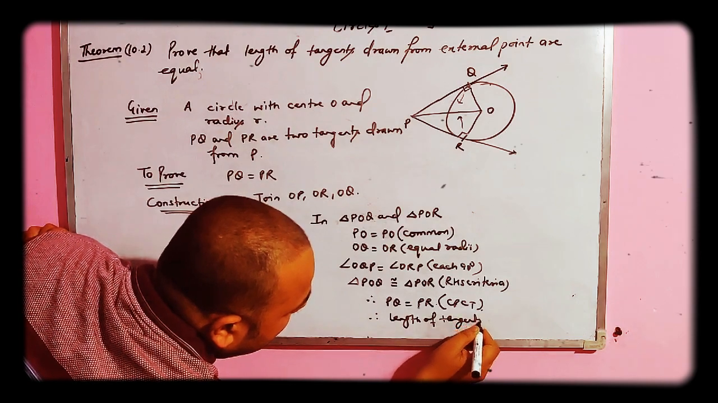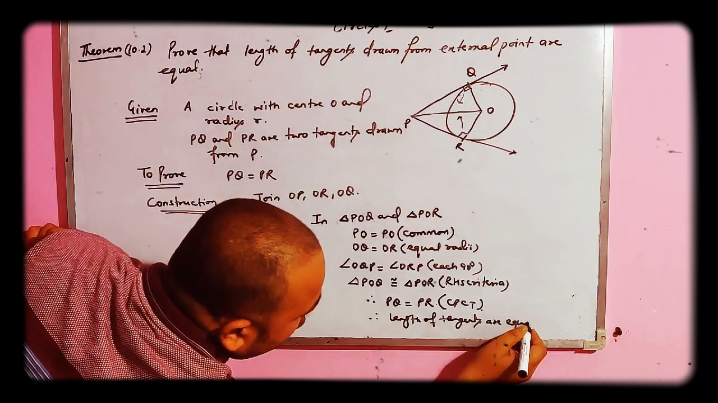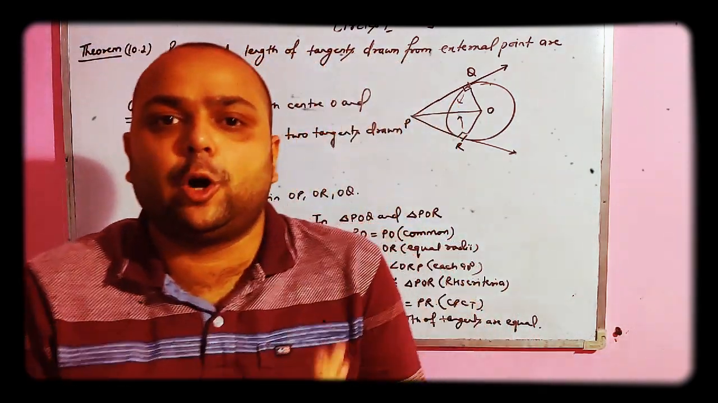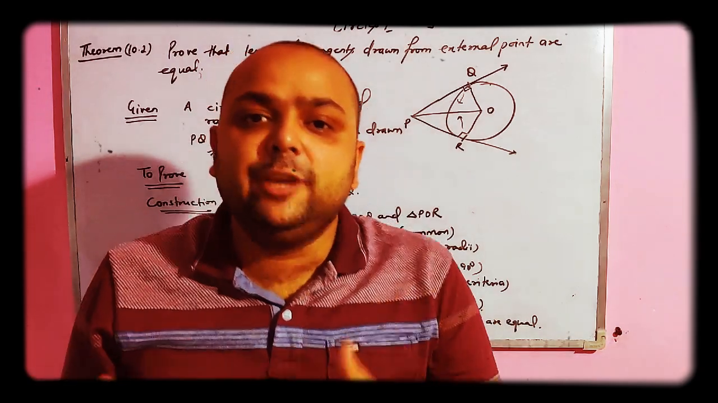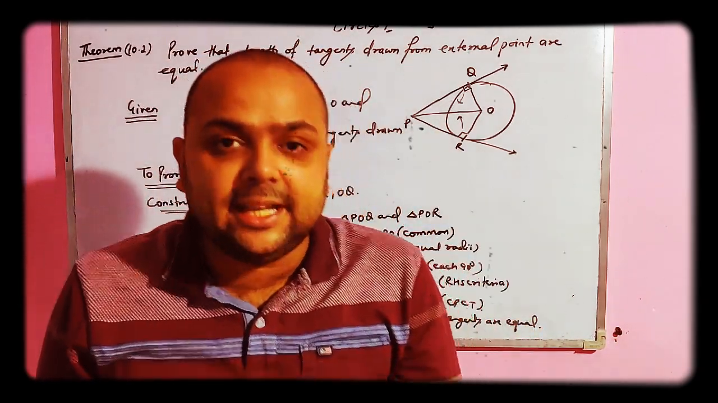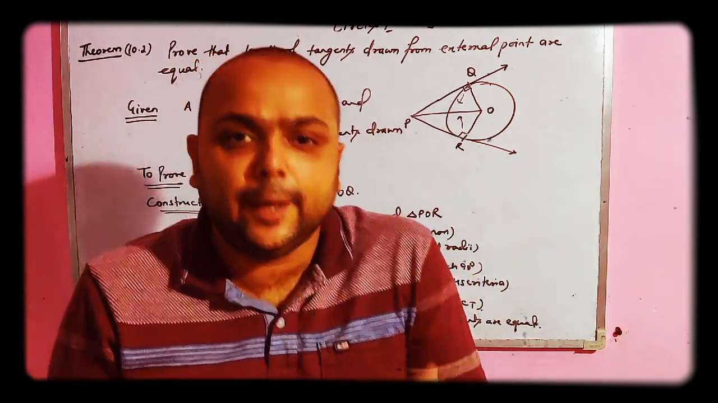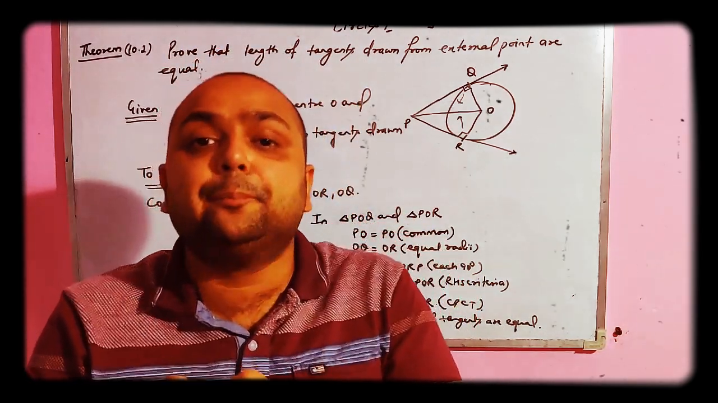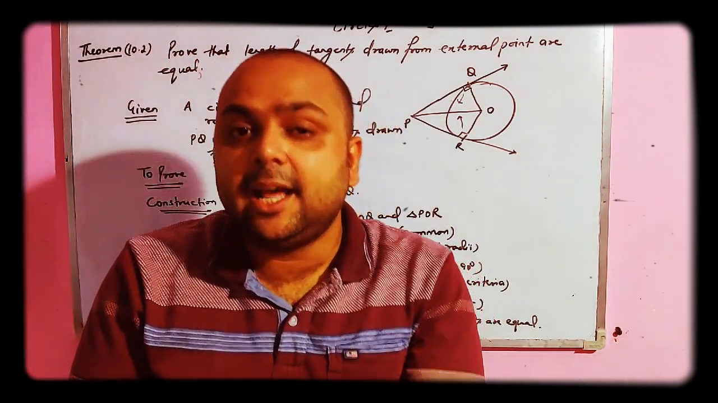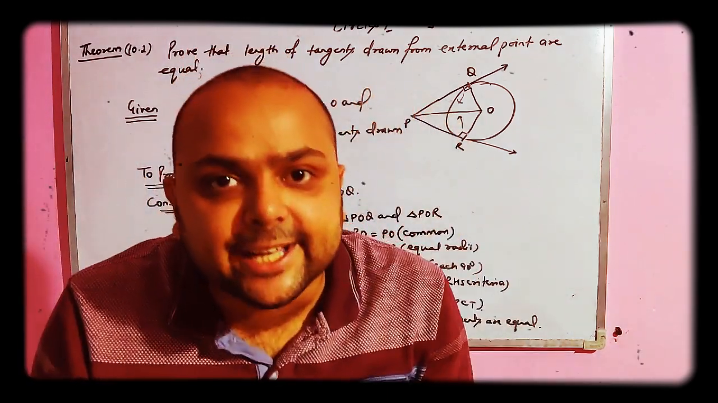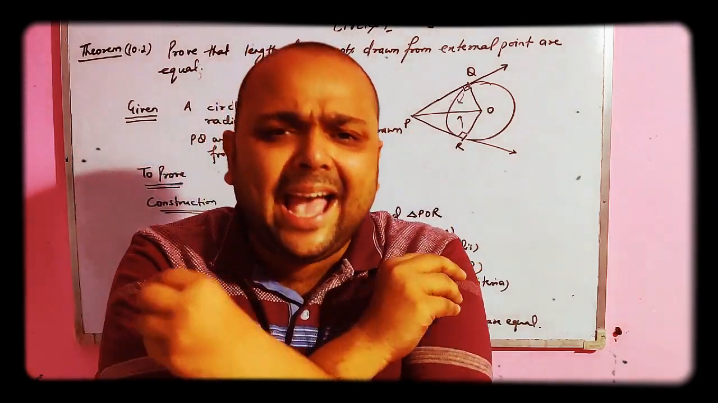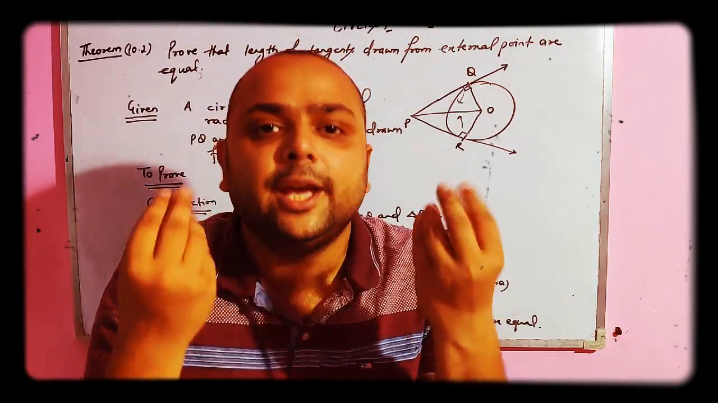tangents are equal. So using the first theorem, that the angle formed by the radius at the point of contact is 90 degrees, we know that if we draw two tangents from an external point, the lengths of those tangents must be equal. I hope all of you understand both theorems. I am recalling them once again. The first theorem states that the angle at the point of contact formed by the radius is 90 degrees, and the next is that the lengths of the tangents drawn from any external point are always equal.